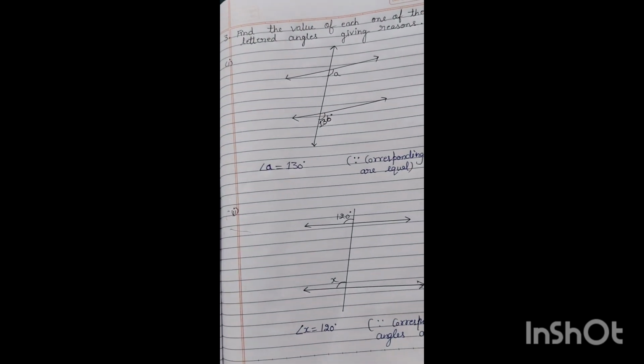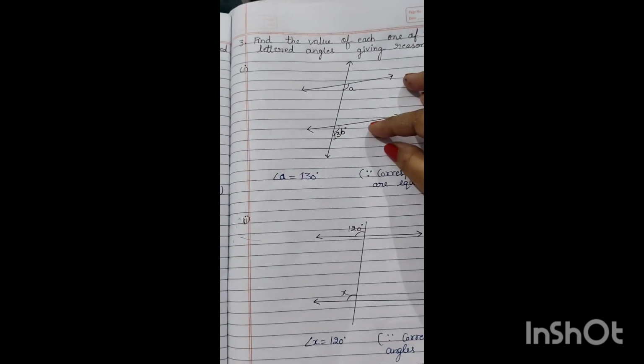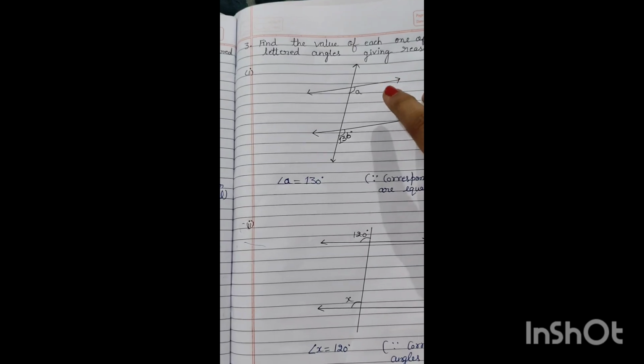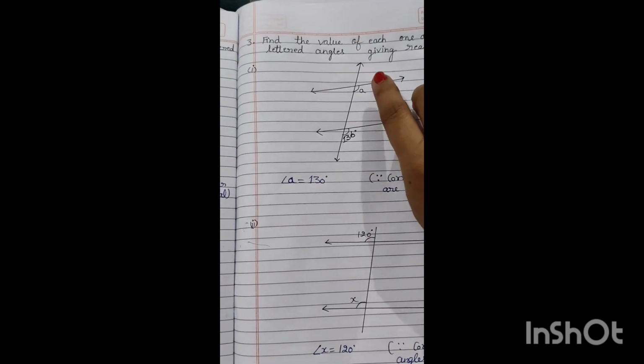So the angles made by a transversal are corresponding angles, alternate angles. Here also these two angles are corresponding to each other. That's why their value will be equal to each other. That's why angle A equals 130 degrees. The reason I am writing here: corresponding angles are equal.